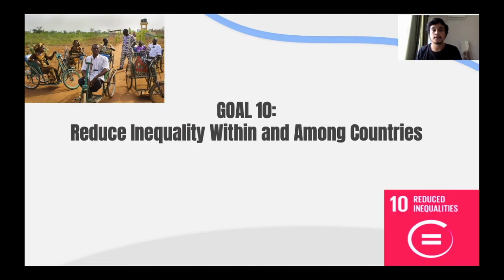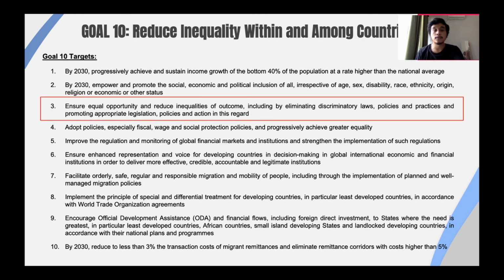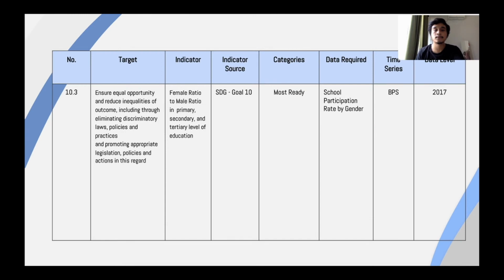Next we'll discuss goal 10, which is to reduce inequality within and among countries. Goal 10 itself consists of 10 other sub-goals, as you can see here. But here we will just choose to discuss one of them, which is 10.3, to ensure equality and reduce inequalities of outcome.